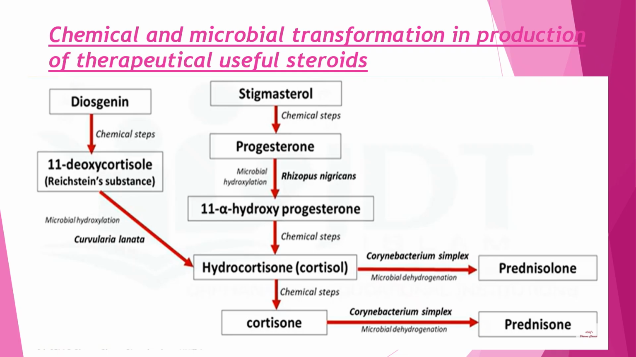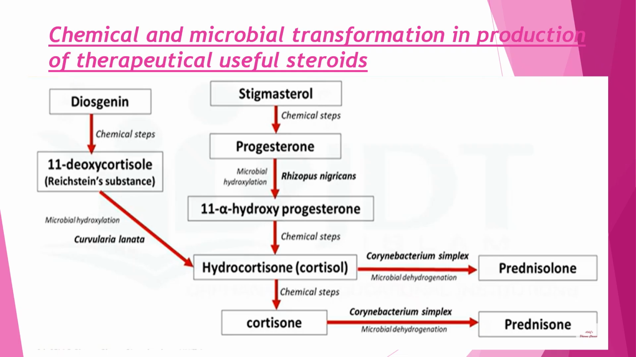Here, in this chart, you can see the production of different types of steroids. All these are steroids: diosgenin, stigmasterol, progesterone, hydrocortisone, prednisolone, everything. In this chart you can see that some steroids are produced by chemical means, and some conversions usually take place in the presence of microorganisms. So it's a mix. Steroids are usually prepared by using both chemical and biotransformation reactions.